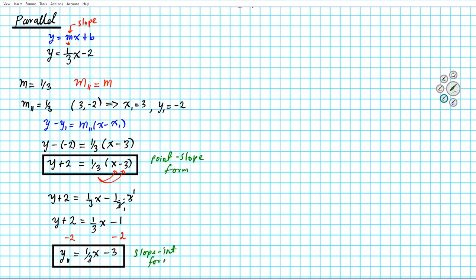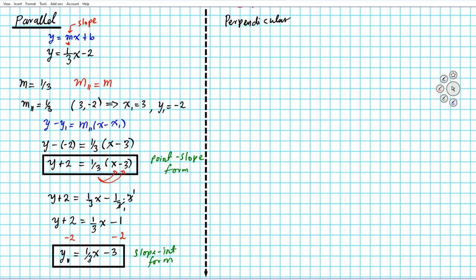All right, so now that we have the parallel line, let's go ahead and determine the equation of the perpendicular line. It's going to be the same procedure. The only thing that we're going to change is basically the slope. So we have the perpendicular lines case.